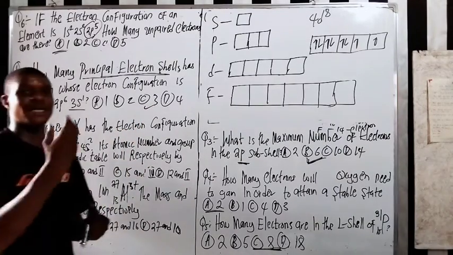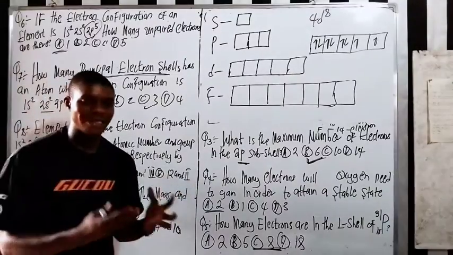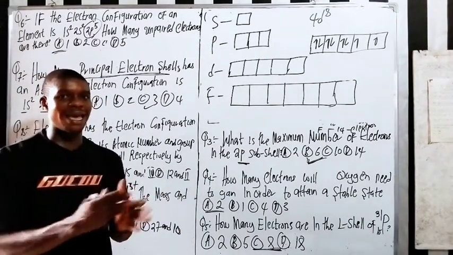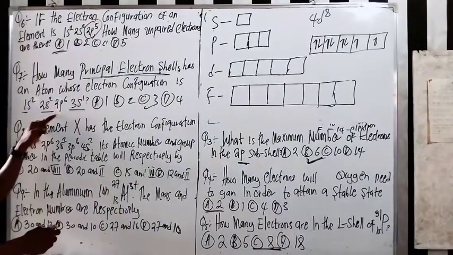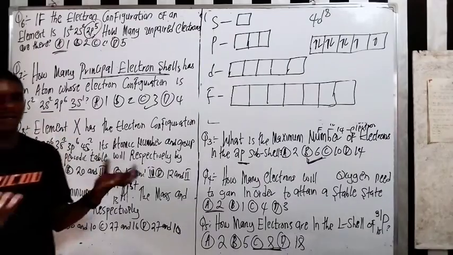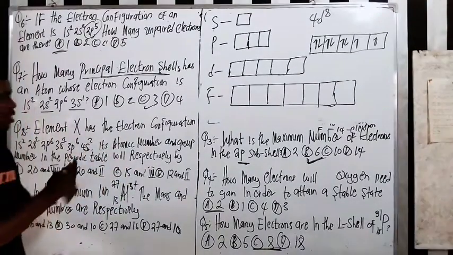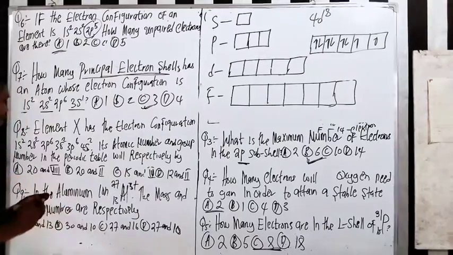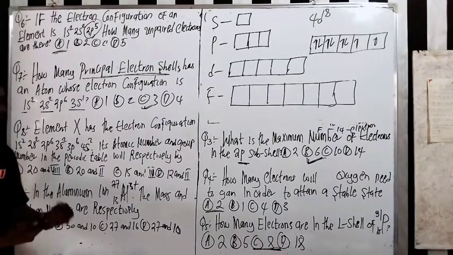So the answer for the principal shells, right? We have the first shell, second shell, and third shell. KLM. So here we have KLM. So just 3 of them. So the principal shell is what? Is 3. This is the answer here, right? So let's move to question 8.